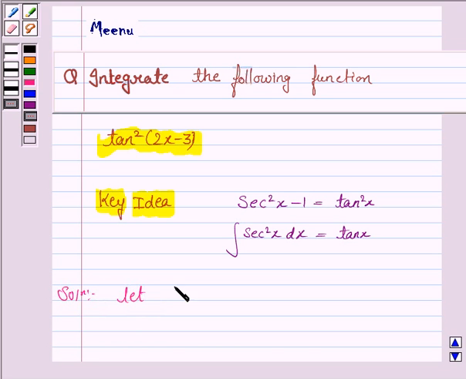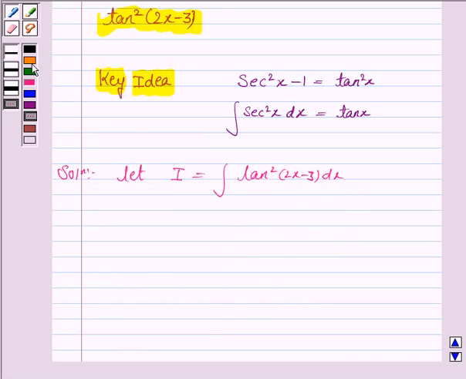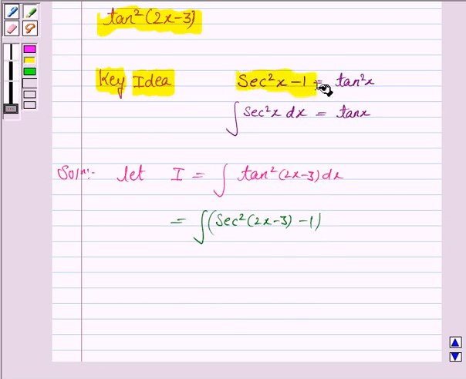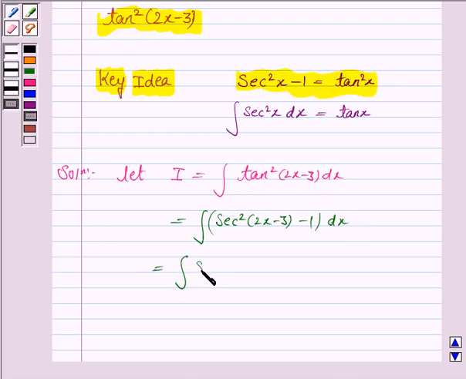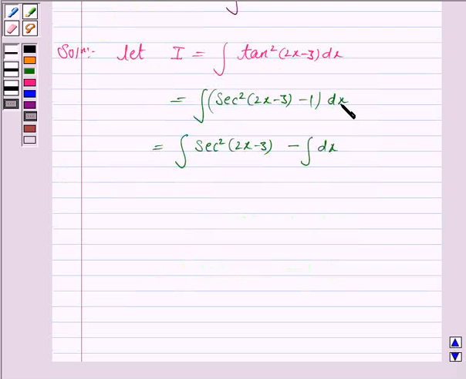And let I be the integral tan square 2x minus 3 dx. Now, tan square 2x minus 3 can be written as secant square 2x minus 3 minus 1 by this formula into dx. So this can be again written as integral secant square 2x minus 3 dx minus integral dx, 1 into dx is dx.